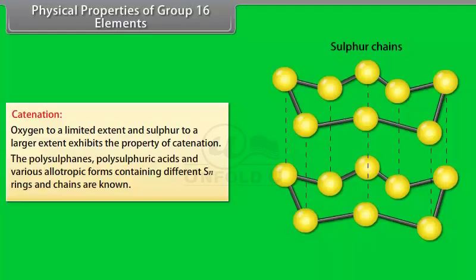The polysulfanes, polysulfuric acids and various allotropic forms containing different Sn rings and chains are known. The sulfur-sulfur bond is very important in biological systems and occurs in proteins and enzymes.